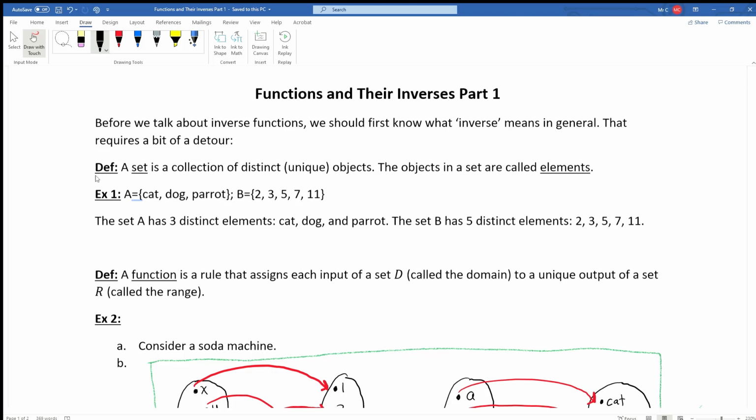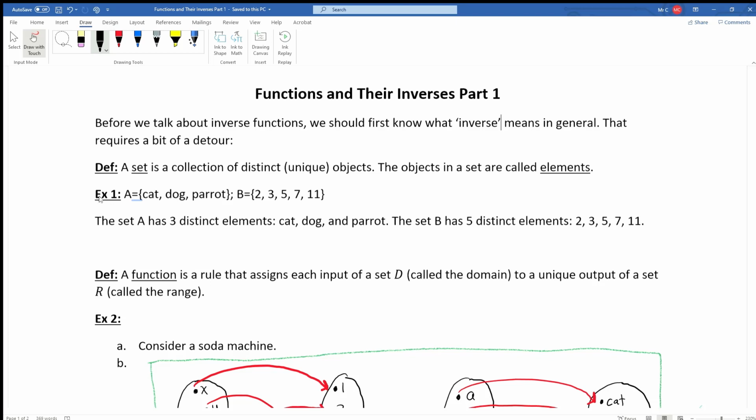So, definition. We're going to need a few definitions here, but we'll get through them. A set is a collection of distinct, in other words, unique objects. The objects in a set are called elements. So a set just means here's a bunch of things that are all unique. There's one of each of them, is what we're saying.